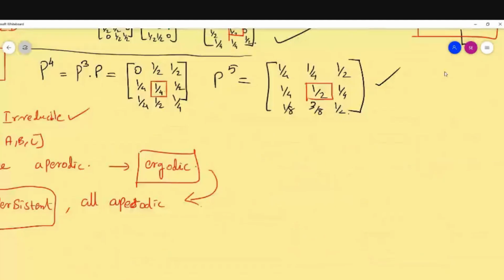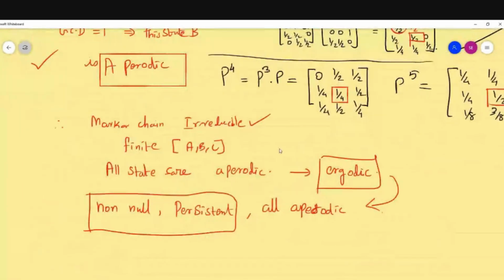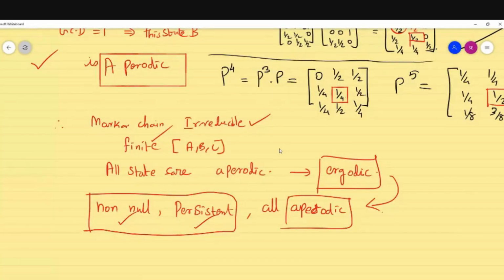We have already proved it is irreducible. First one is done: non-null, persistent. Then it is finite. And we proved all states are aperiodic. That means ergodic. Okay, is it clear, students?